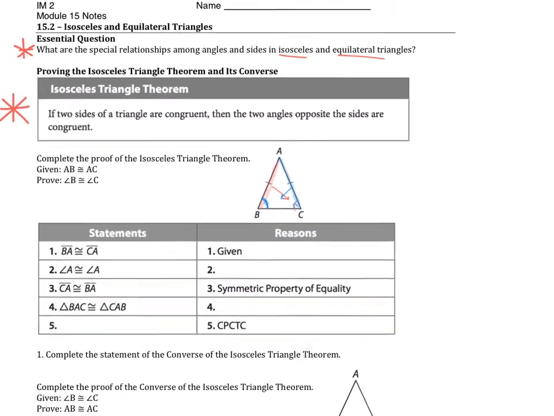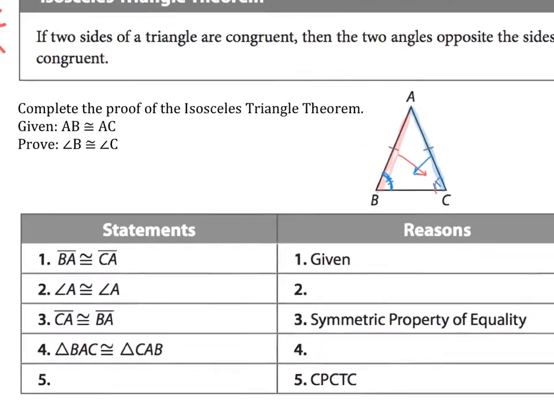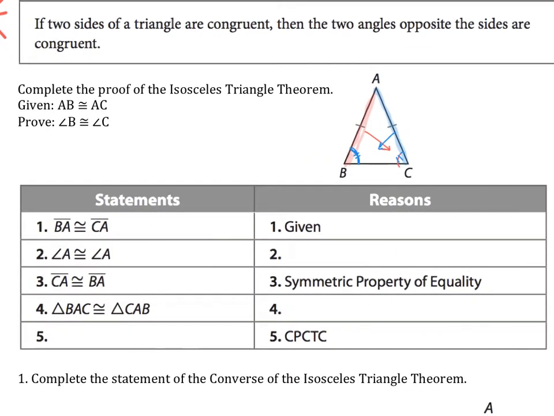So here we have a proof. So the proof of this theorem, it says given that AB is congruent to AC, prove that angle B is congruent to angle C. So again, our given statement is going to go here on the top. BA is congruent to CA, and that's a given. And our prove statement always goes at the end.